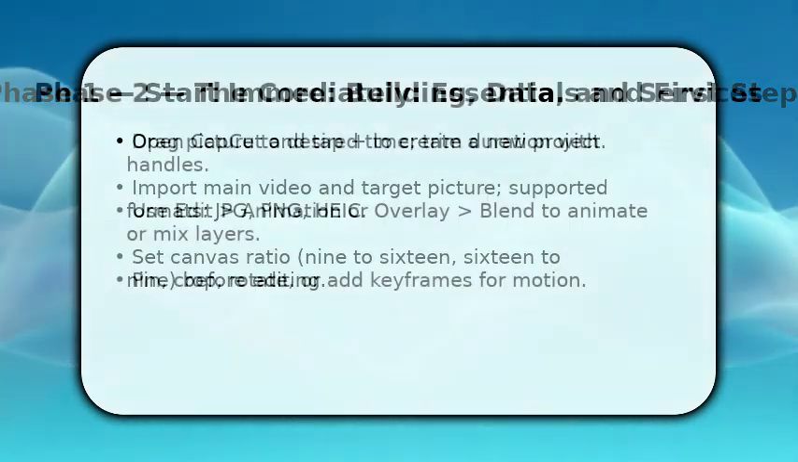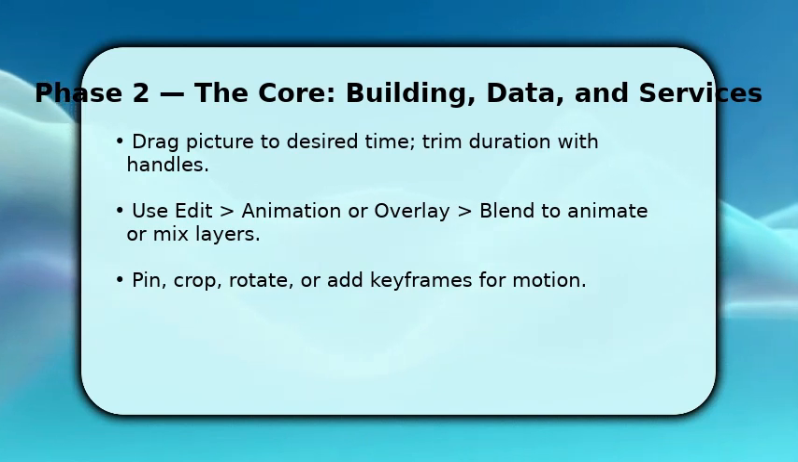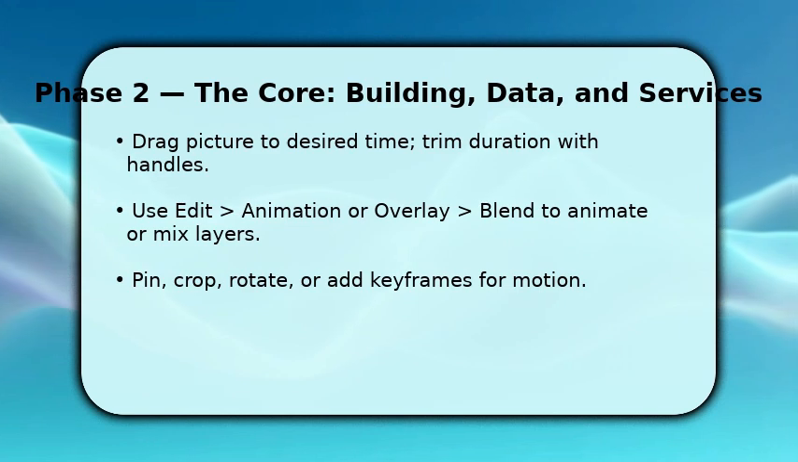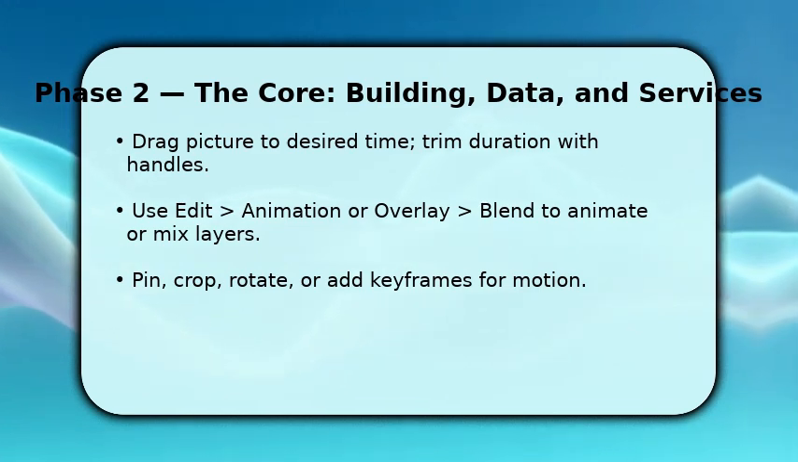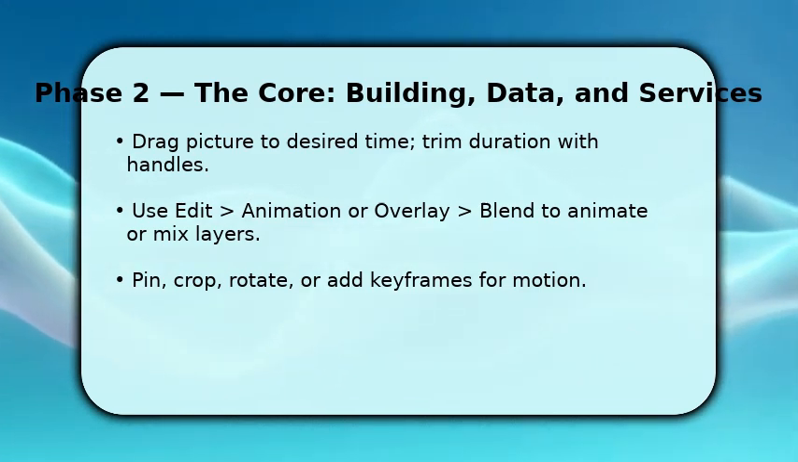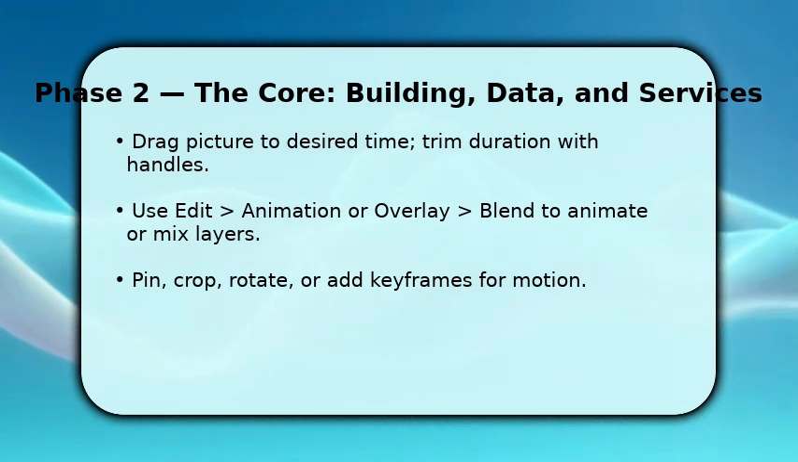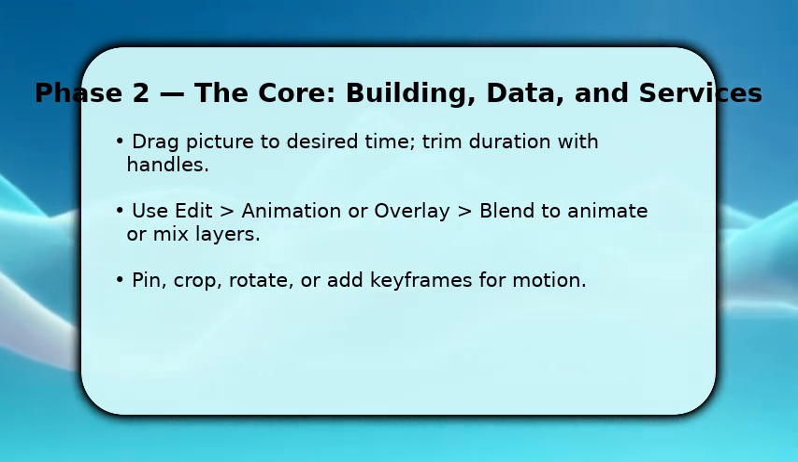With the picture on the overlay track, position it at the exact time you want by dragging and trimming its clip. This controls how long it stays visible. Tap the picture to open edit settings where you can resize, rotate, or crop. Use pin to lock to a face or object.